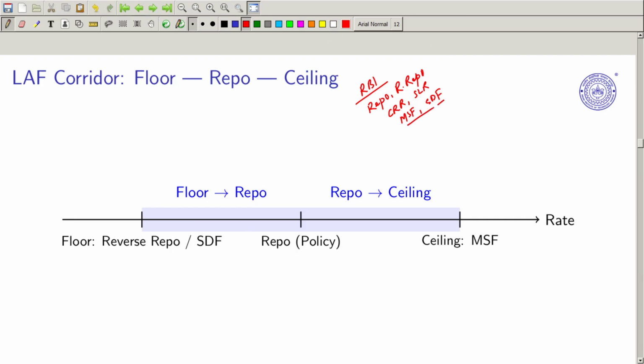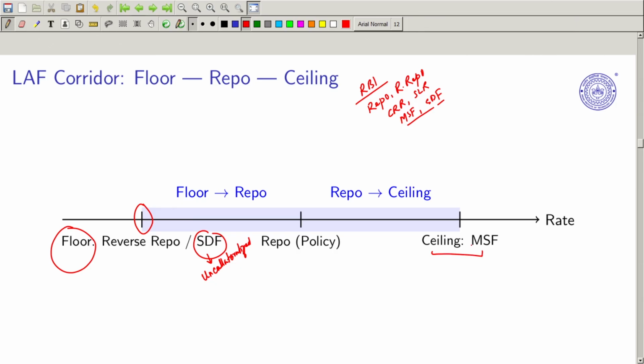Given these instruments, which instrument offers the lowest yield? This is the floor we are talking about, and it is the reverse repo and SDF. SDF is always lower because it is uncollateralized. And here we have the ceiling, which is the marginal standing facility.